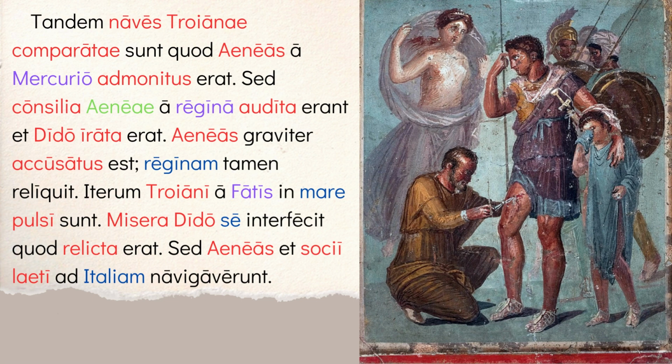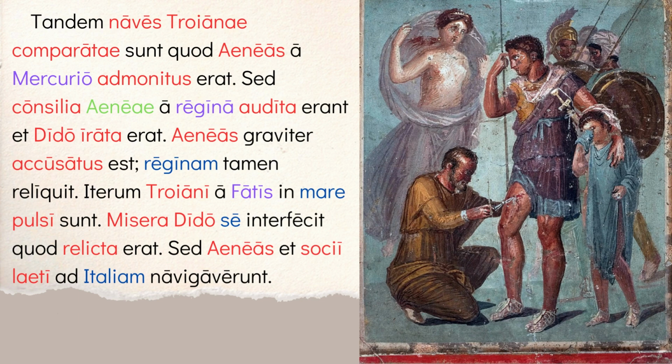So at last, or finally, the Trojan ships, the naves Troianae, there's your subject, comparatae sunt, they were made ready. It's perfect tense, passive voice. They were prepared to leave. Why did the Trojans get ready to leave? Because Aeneas, admonitus erat, it's pluperfect passive. He had been warned or advised by Mercury, a Mercurio, by the messenger god.